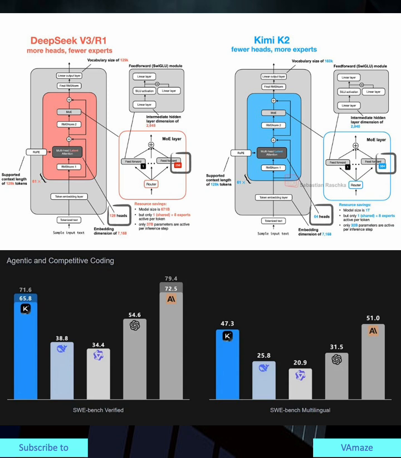Conclusion: different tools for different jobs. The DeepSeek V3R1 versus Kimi K2 comparison illustrates that in AI, architectural diversity drives innovation. DeepSeek's more heads, fewer experts approach excels in broad, complex reasoning tasks, while Kimi's fewer heads, more experts strategy dominates in specialized, efficiency-critical applications. The performance benchmarks confirm that both approaches can achieve state-of-the-art results, but through fundamentally different computational strategies. This diversity in architectural thinking will continue to drive the next generation of AI breakthroughs, where the optimal solution depends not just on raw performance, but on the specific requirements of the task at hand.